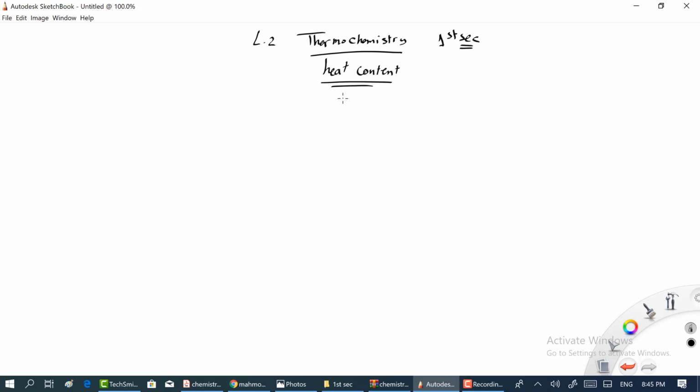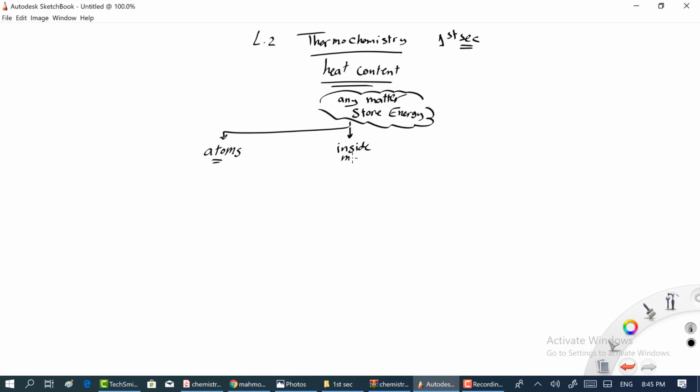Firstly, any matter stores energy. This energy is found as a stored energy between the atoms, maybe inside molecules, and the energy stored between the molecules and each other.